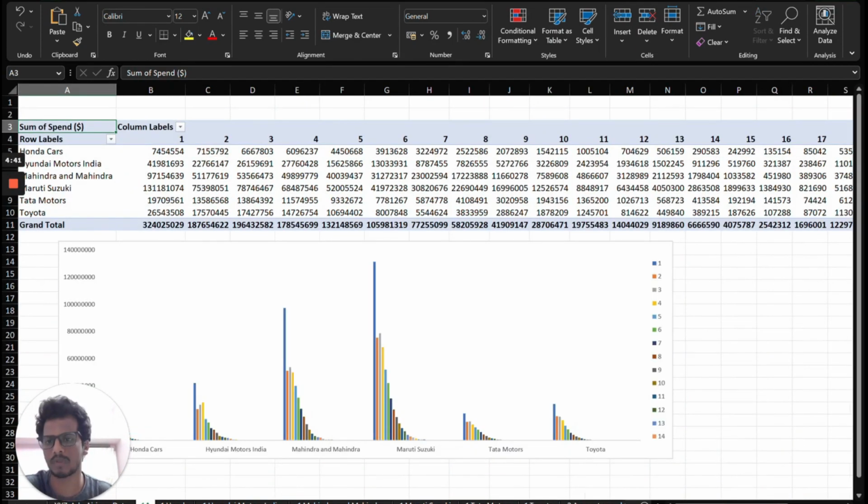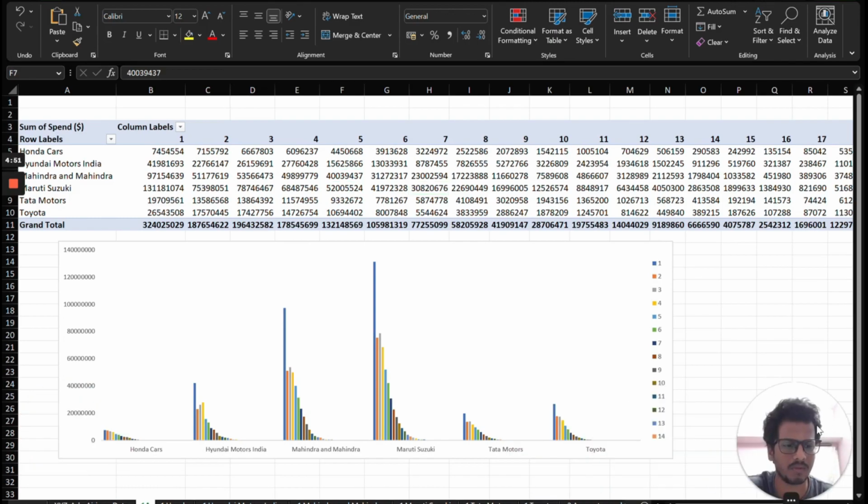So 1a, let's open this now. What did I do? I tried to draw the pivot table accordingly, and with this table I tried to derive something from it. All right, it says Honda Cars have not spent much, as you can see here.